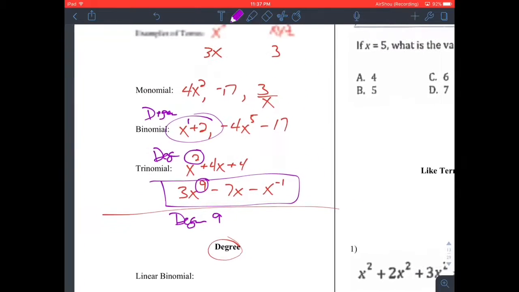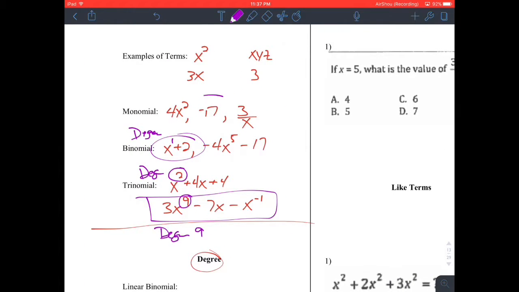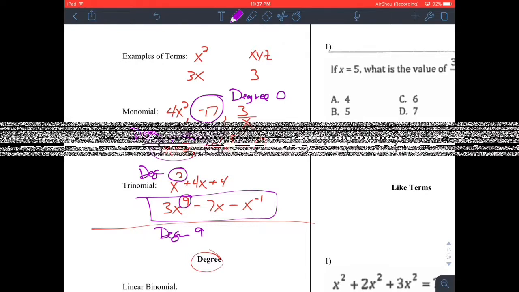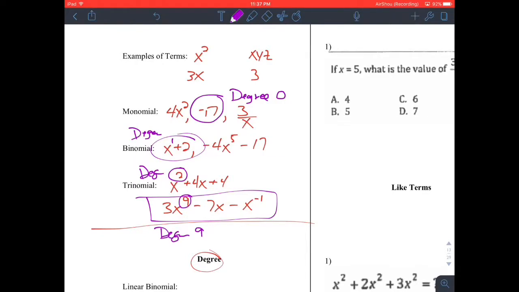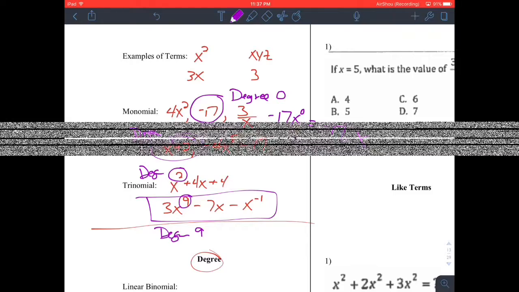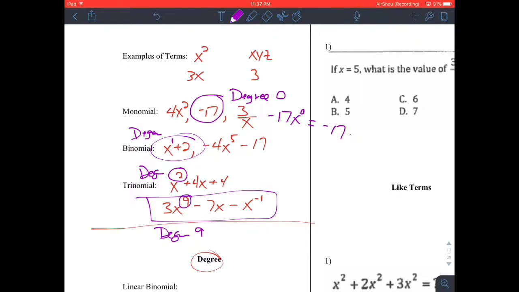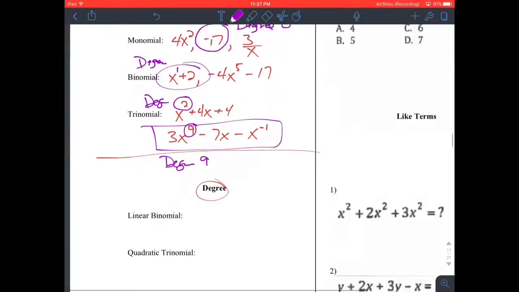If you had a single term, like this monomial negative 17, the degree is 0. Not because it's a single term, but because the exponent for x is a 0. Because negative 17 times x to the 0 equals negative 17 times 1, because if you recall, x to the 0 is the same thing as 1. So to sum up, degree is the largest exponent for a variable in any given term.